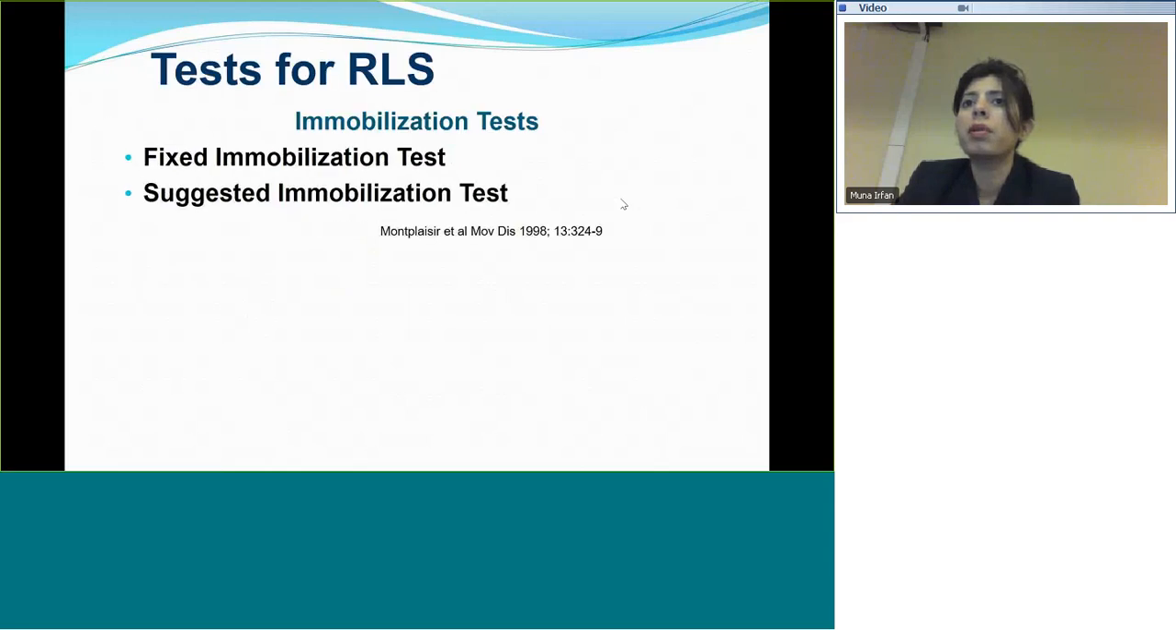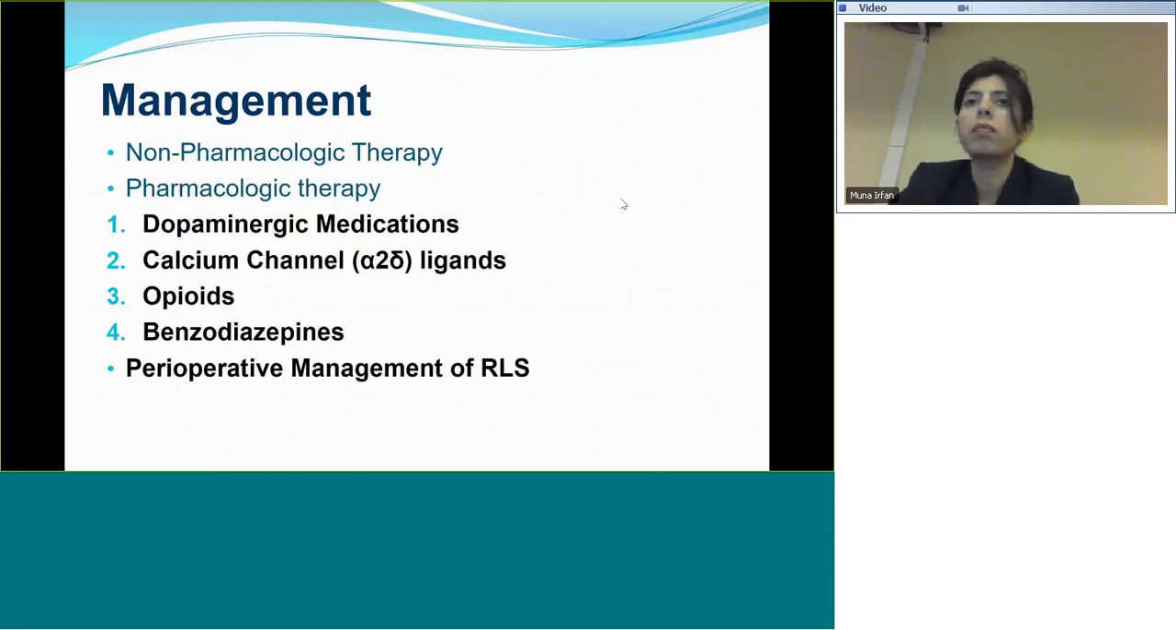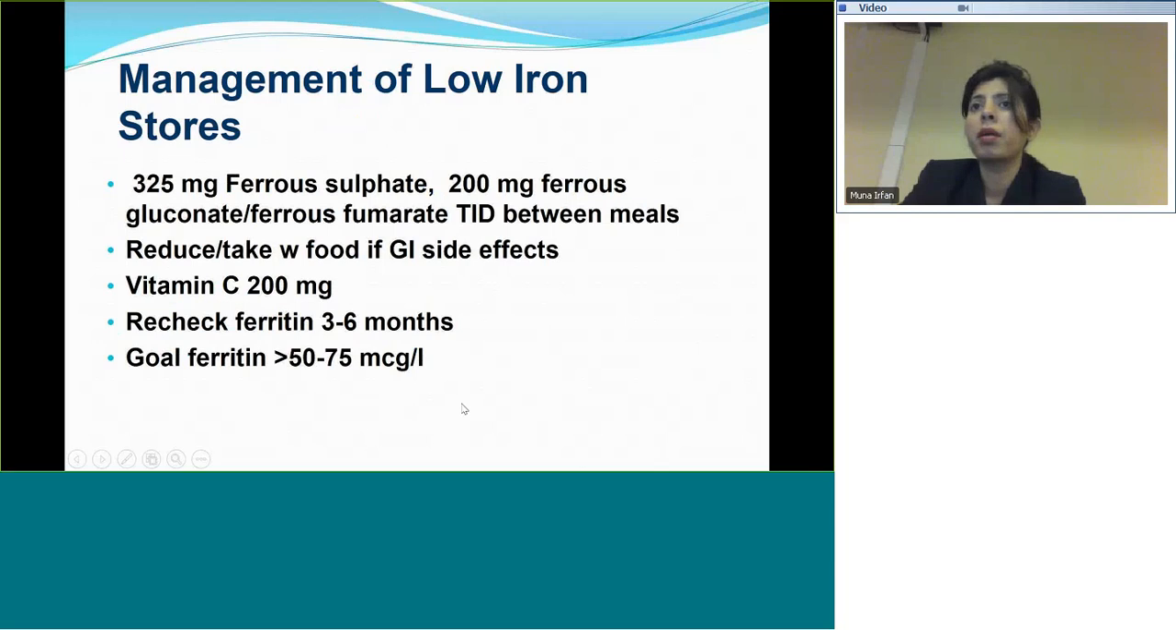Now let's skip these two because I think the most important thing is the management portion. So the management of Willis-Ekbom disease is mainly divided into two main categories: non-pharmacological or conservative management, or pharmacological therapy. When we talk about pharmacological, the main classes of medication used include dopaminergic agents, alpha-2 delta ligands, opioids, and benzodiazepines. And then we'll briefly talk about the perioperative management of restless leg.